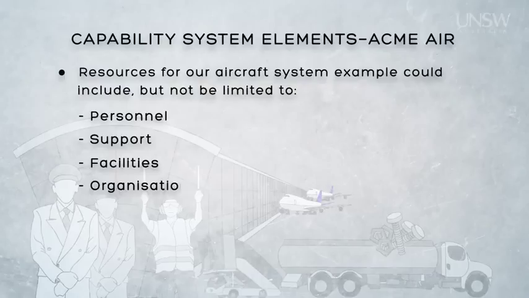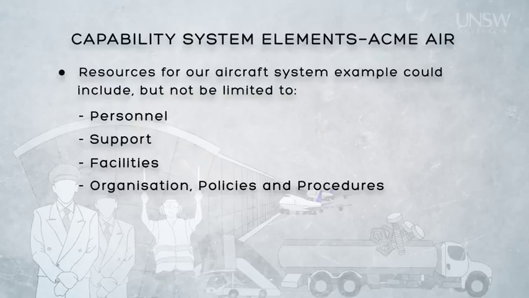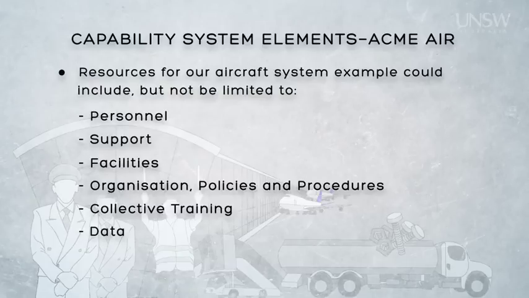We need organisations and policies and procedures. ACMI, the company that runs the aircraft, will need to conform to a significant number of regulations and will need appropriate organisational structures, policies and procedures to operate the aircraft effectively. We'll need collective training systems. The aircrew and the ground crew will require training throughout the system lifecycle. We'll need data. Data is required to maintain and operate the aircraft, and also to include maintenance information such as specifications and drawings, and operational information such as user manuals and instructions.